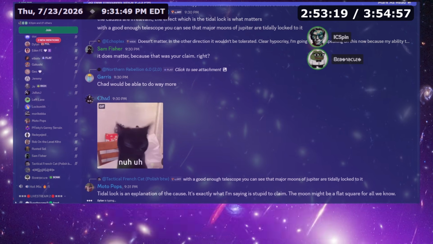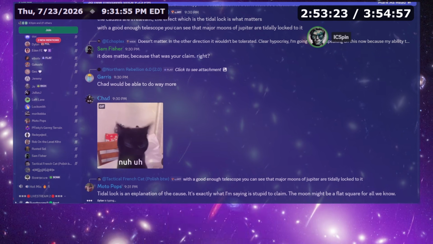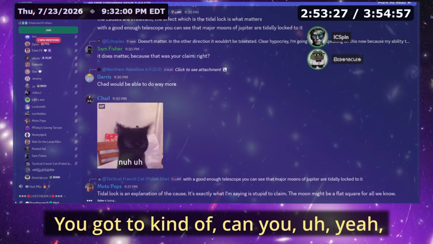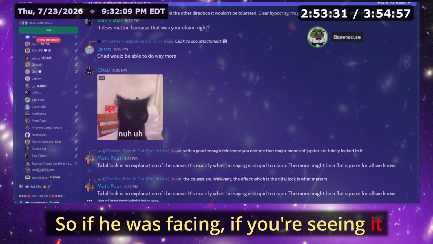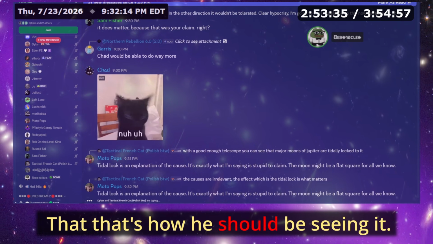So here's the thing, right? In your paradigm, go to the Auckland position real quick. Okay. Hold on. I think I have to do a little trickery. So from right here. Yeah. But good enough, right? So if you're seeing it above 30 degrees, he would be seeing it low to the horizon. That's how he should be seeing it.